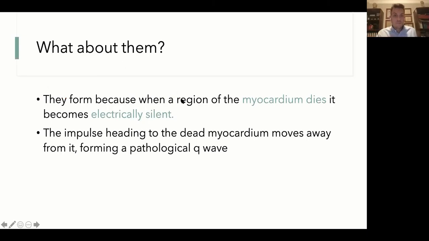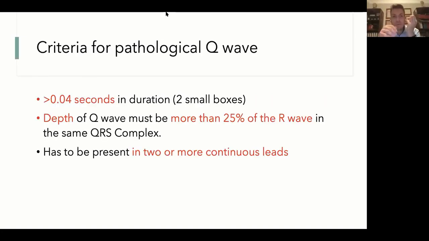Why do they form? Because if the myocardium is dead, the conduction and the electricity cannot pass inside it, because how will it pass? The cells are dead. So it has to find another way, another route to pass and conduct the signal to the remaining alive cells under the infarction. Okay. So that's why it forms a pathological Q wave.